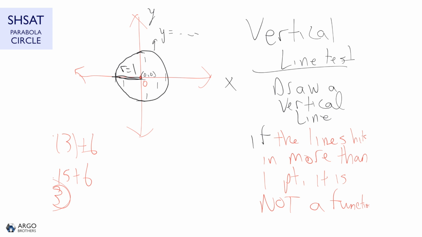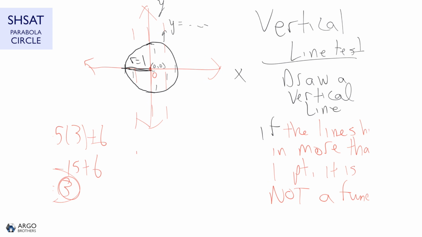Let's draw a vertical line. If we drew one here, how many points does it hit? Well, one here and one here, not a function. Same thing if we drew it here and here, okay? So this circle is not a function, but that's okay, we can still graph it. So how do we graph it?